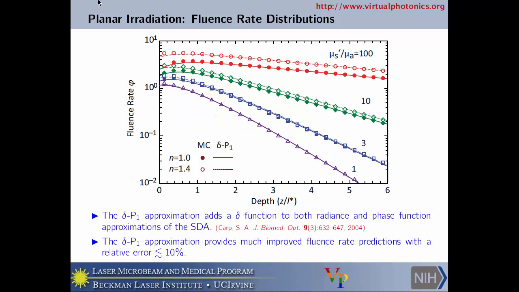And then, of course, I introduced the delta P1 because it does much, much better and without that much additional complexity. So here, it still has some problems very close to the surface, but it captures the asymmetry of the light field close to the surface quite well, and it actually captures the spatial decay quite well, and that's because of how we treat the collimated light field. And actually, the delta P1 in the limit of no scattering recovers Beer's law. Okay, so delta P1 does remarkably well in this case.